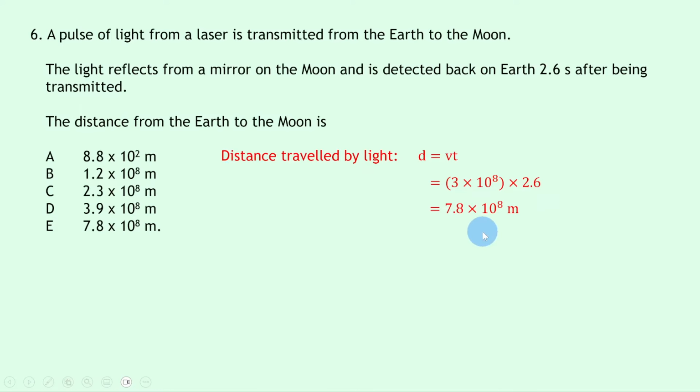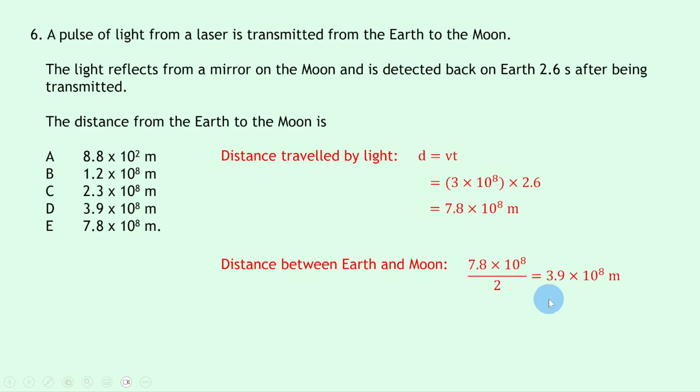And remember, this is not our final answer because we want the distance from the Earth to the Moon, but we're told that the light reflects from a mirror on the Moon. So that means the light's travelling from the Earth to the Moon and then back again to the Earth. So what we need to do to find the distance between the Earth and the Moon is half our answer there. So we need to do 7.8 times 10 to the 8 divided by 2, and putting that into your calculator should give you an answer of 3.9 times 10 to the 8 metres, which you'll see is option D.